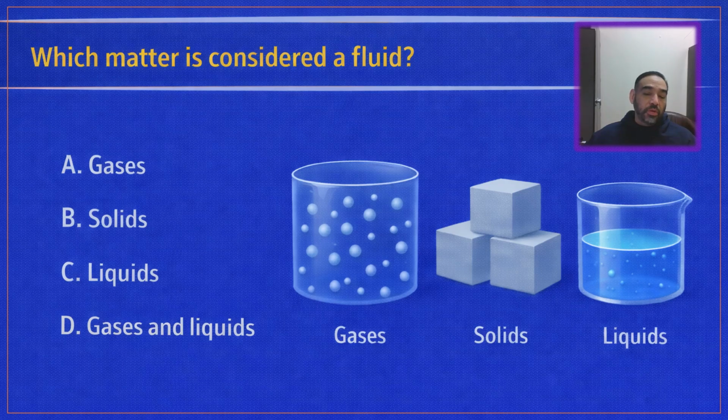Then we get to liquids. Liquids are fluids, but again, incomplete. This answer ignores the gases. In medical physics, especially ultrasound and hemodynamics, we apply fluid principles to both blood, which is a liquid, and air, for example, which is a gas. So C is only partially correct, which makes it the wrong answer in the multiple choice context. From here on out, we will be attacking every question in this manner, not only looking at why the right answer is the most correct, but why the other answers are not correct.